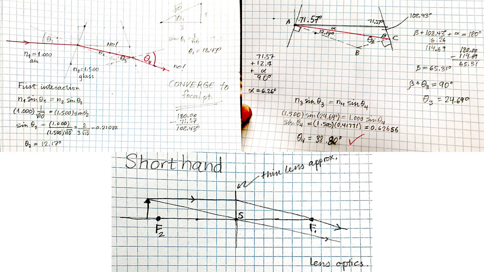Now, my angle of incidence is right here. I'll write it in. This is theta 3. Now, beta plus theta 3 equals 90 degrees. So let's see, 90 minus 65.31. Anybody verify me on this? Theta 3 is equal to, what do you get? 24.69. You got it? Who verifies? Okay, good. And there's our angle of incidence for the second interaction, right?